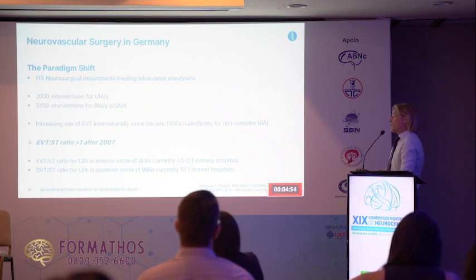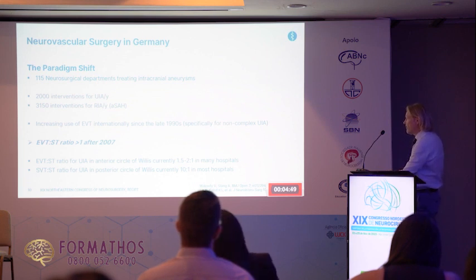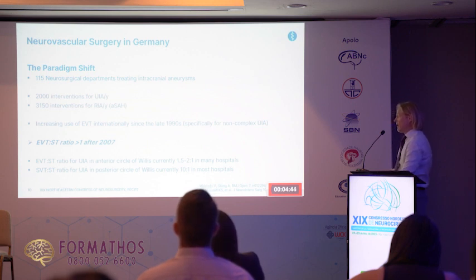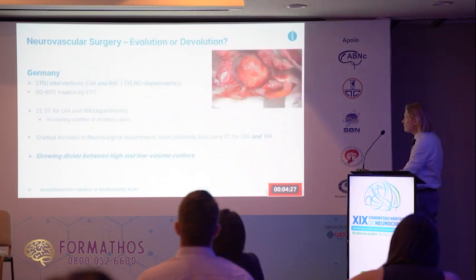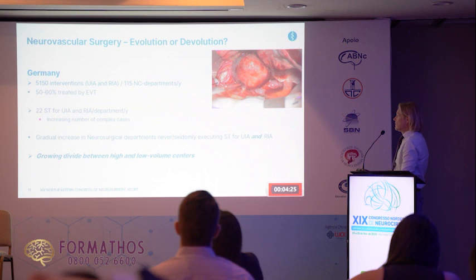The endovascular therapy to surgical treatment ratio was already greater than 1 after 2007. And the reality now is that for anterior aneurysms, the ratio is currently 1.5 to 2 in many hospitals. And for the posterior circulation, endovascular therapy is carried out 10 times more often than surgical therapy. So that leaves us as neurosurgeons with an increasing number of complex cases like giant aneurysms and so on. I will elaborate on that a little later on.